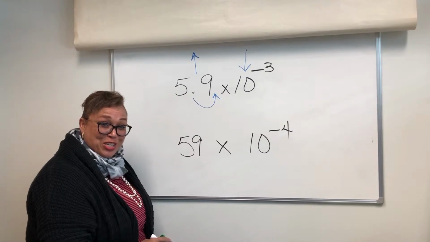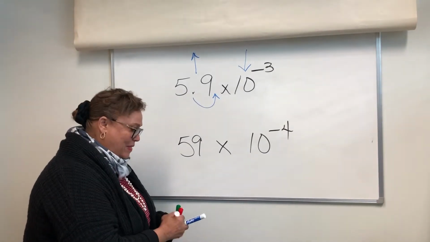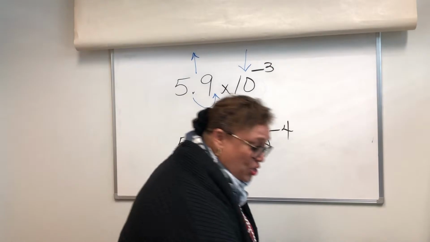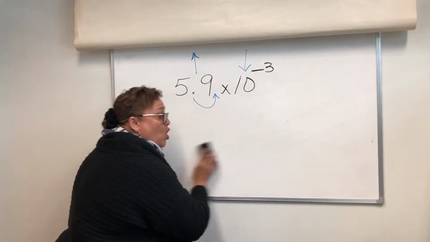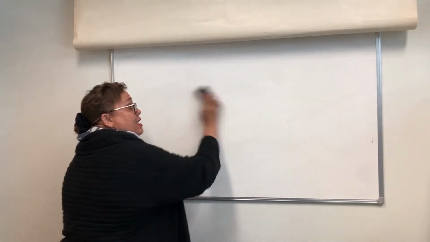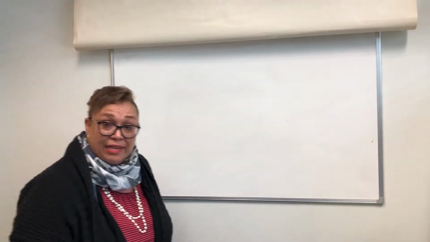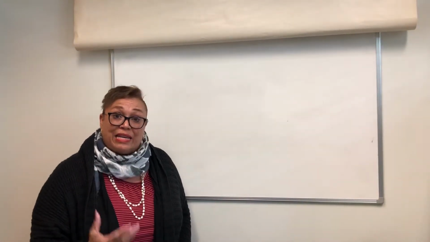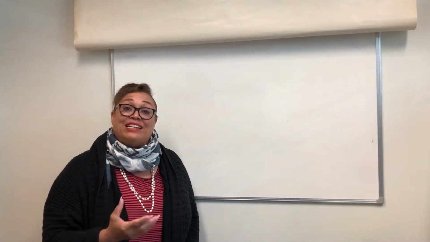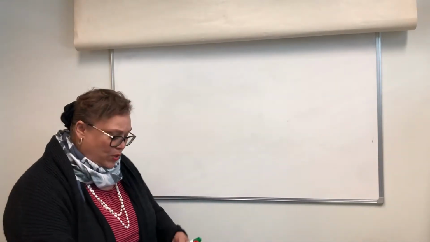Now let's do some addition and subtraction. When you're doing addition and subtraction, you must first put all numbers in the same power of 10. If you don't put them in the same power of 10, you're not lining up your decimal points, and that is critical. So let's do an example.